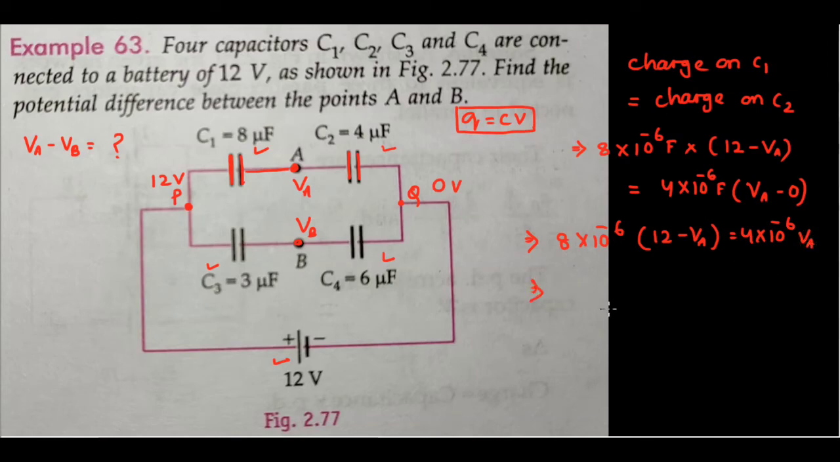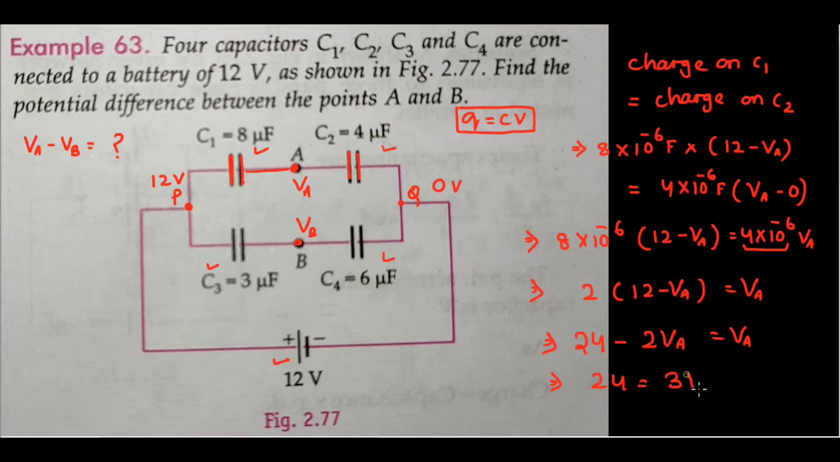In the next step, you can just take this value and divide on this side. 8 into 10 to the power minus 6 divided by 4 into 10 to the power minus 6 will be 2. So I can write that 2 into 12 minus VA is equal to VA. That implies 24 minus 2 VA is equal to VA. That implies 24 equal to 3 VA. That implies VA equal to 24 by 3, which is equal to 8 volt. So we got that the potential of the point A is 8 volt.